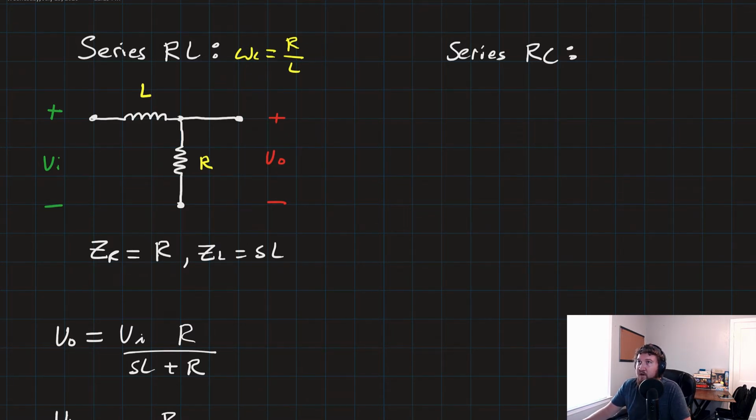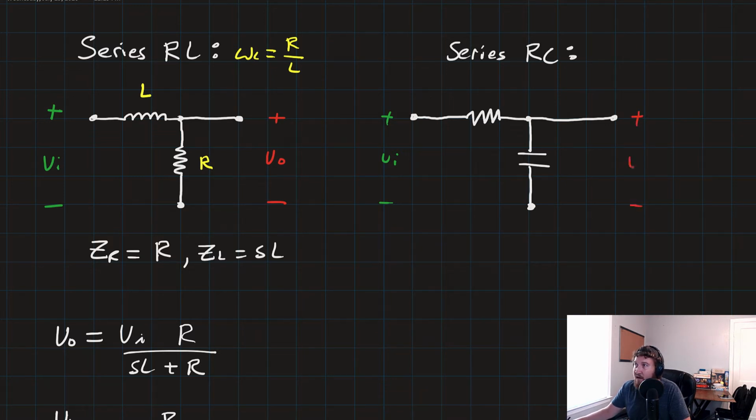Now for our series RC, we're going to have the same setup, well, not exactly the same, obviously, but we're going to have the resistor on the top side and a capacitor on the second end, right? And we're going to take our voltage off of the capacitor. So just like before, we have plus V in minus, and on the outside we have plus and minus V out, and we have R and C.